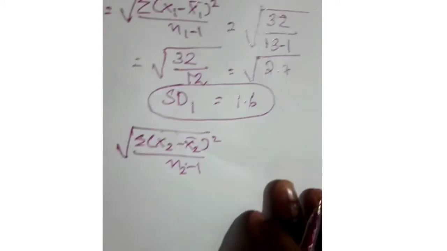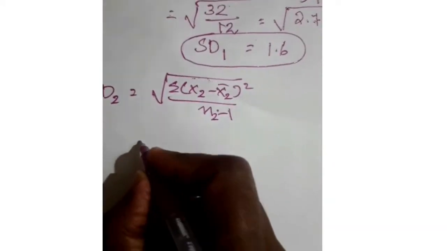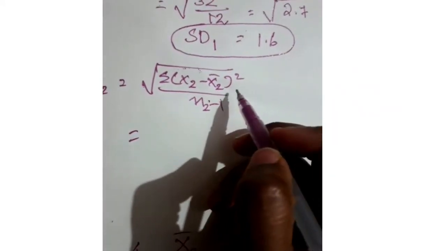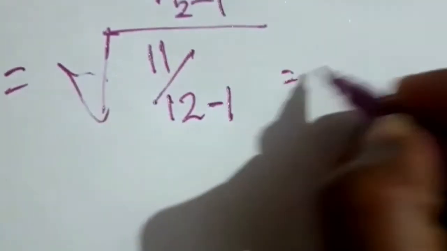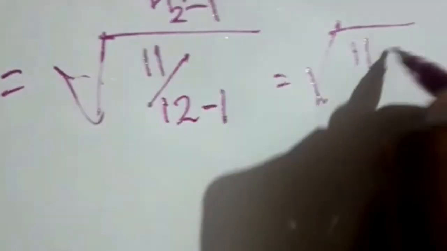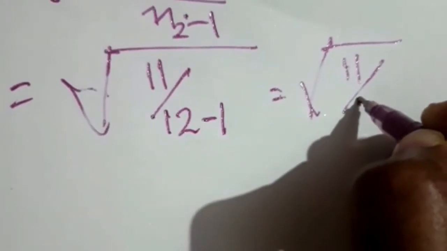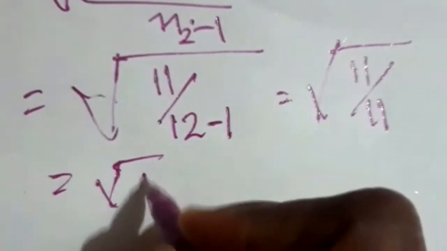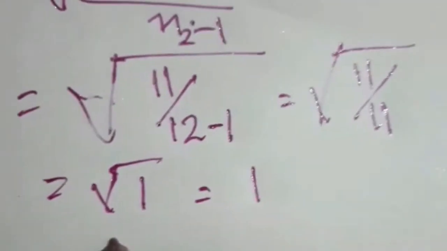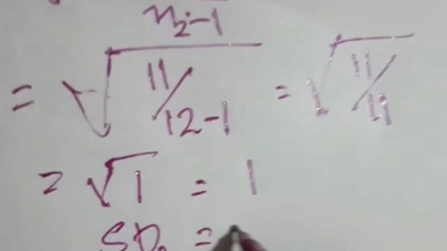Okay, and in the same way, we have to find SD2. Here sigma (x2 minus x2 bar) the whole square is 11. So we have to substitute that value: root of 11 divided by n2, which is 12, minus 1. That means root of 11 divided by 11, which is equal to root of 1, that is equal to 1. So SD2 is equal to 1.